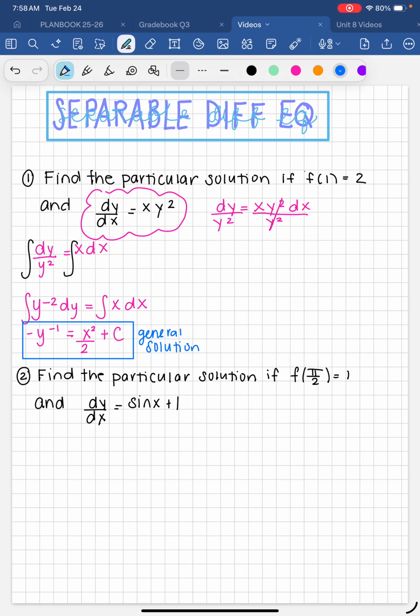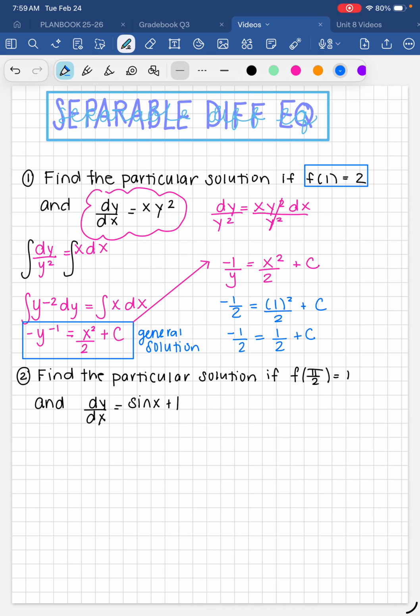Now if I want to find the particular solution, I have to take into account these initial conditions right here. So I'm going to rewrite this differential equation now and make it a little bit easier to work with. I'm going to write it as negative 1 over y equals x squared over 2 plus c. I'm going to plug those initial conditions in. Y is 2, so negative 1/2 equals x is 1. And I'm going to use this to solve for c. So we're going to get negative 1/2 equals 1/2 plus c. If I take away 1/2 from both sides, we're going to get c to be negative 1.